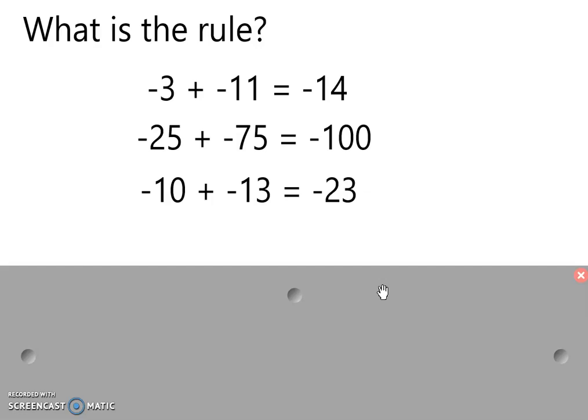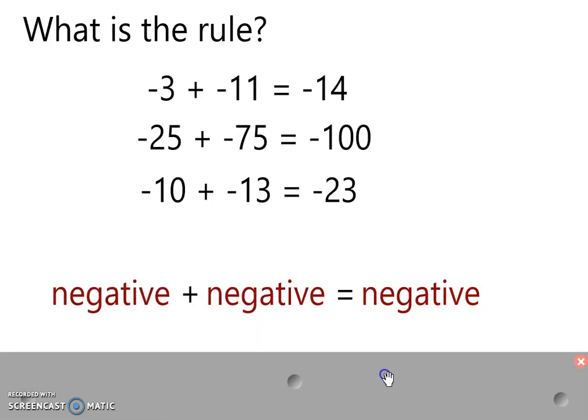So this rule is that now we have two negatives and we're adding them together. So a negative plus a negative is a negative. So if you have two negatives and you are being asked to add, then you just add them and keep the negative sign.